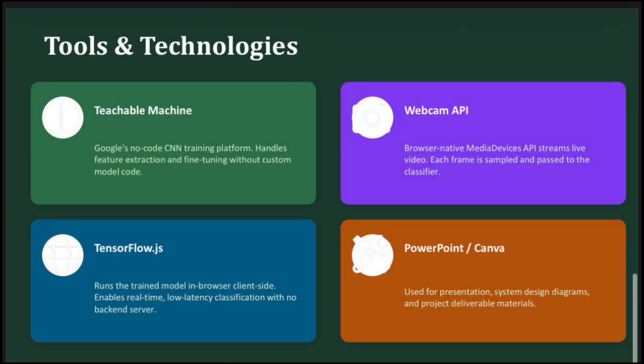So now I would like to continue with the tools and technology that we use in our project. The first one is Teachable Machine, and the second one is the webcam API for the webcam on the trash can. Then we use PowerPoint and Canva for presentation, system design diagrams, and project deliverable materials. And lastly, we use TensorFlow.js. This is for running the code in the browser, client side. It enables real-time, low-latency classification with no backend server.